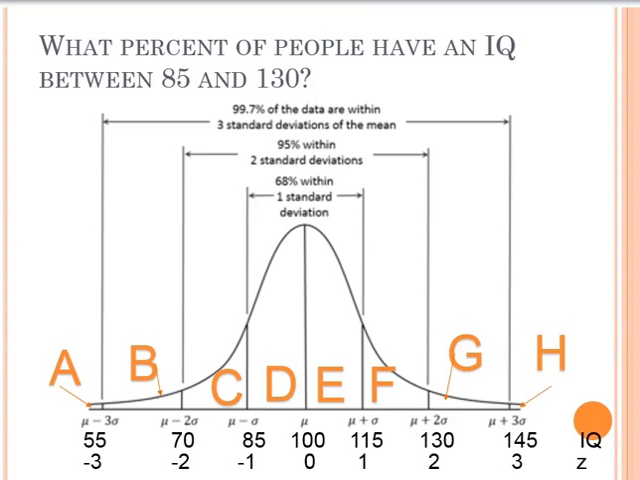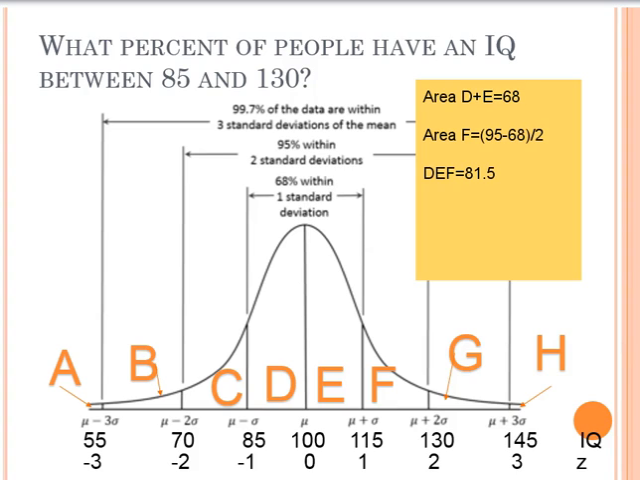So in this problem, we're looking at the percent of people who have an IQ between 85 and 130. So that's going to be areas D, E, and F. So again, our area that we're looking at isn't perfectly symmetric, and so we're going to use the idea of symmetry to find that area F. So as we mentioned before, area D and E is exactly 68% because that's one standard deviation below and above. And area F is within 2 standard deviations.